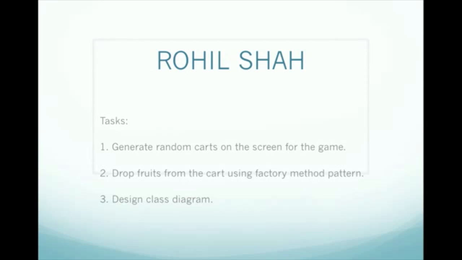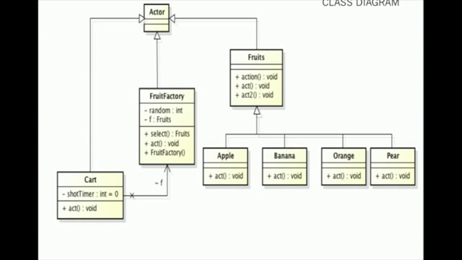The factory method pattern allows you to create objects without specifying the exact class of the object that will be created. You use it when you want to return one of the several possible classes which share a common superclass. As you can see in the class diagram, the cart calls the fruit factory class and tells it to drop a fruit. The fruit factory randomly selects one of the possible fruits and it returns it on the screen. All the common characteristics of these fruits are in the fruit class.